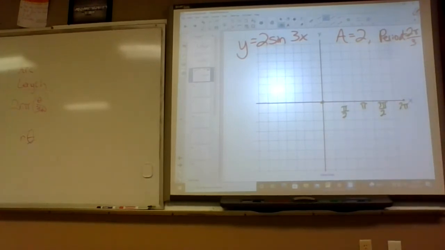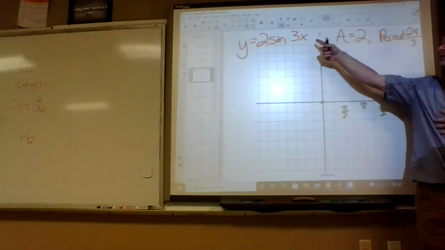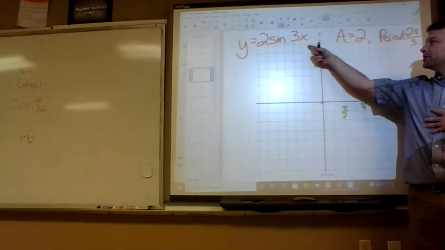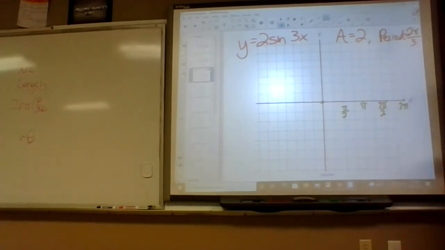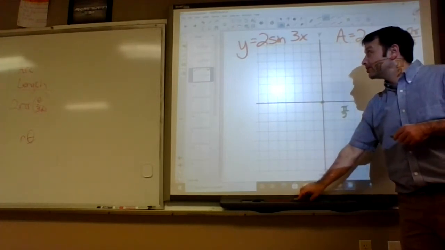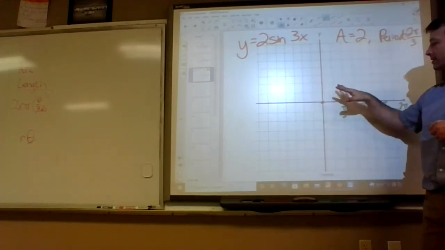Basically, the normal period is 2 pi. If there's a number in front of the x, it's going to be a third as big as it normally is. So it's 2 pi divided by 3, 2 pi over 3. So if that number was 4, it'd be 2 pi over 4, which reduces to pi over 2. Okay, now I remember how we did the weird periods last year.